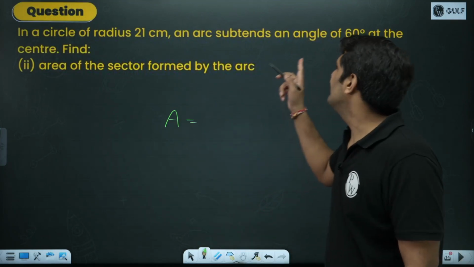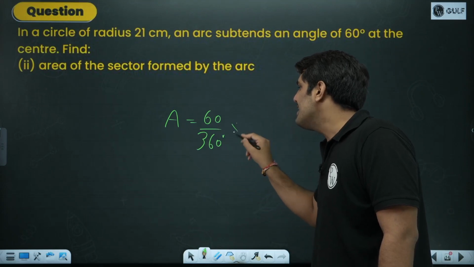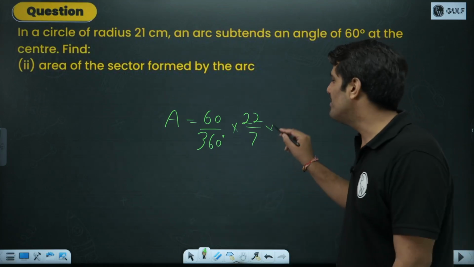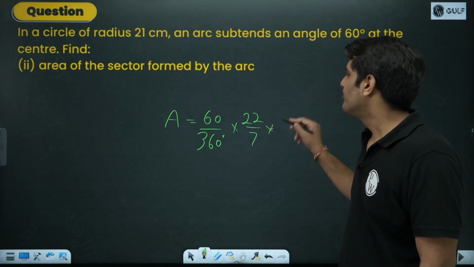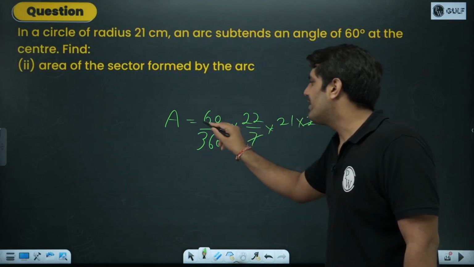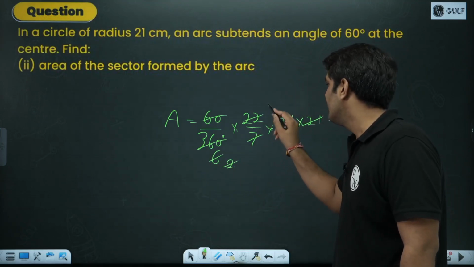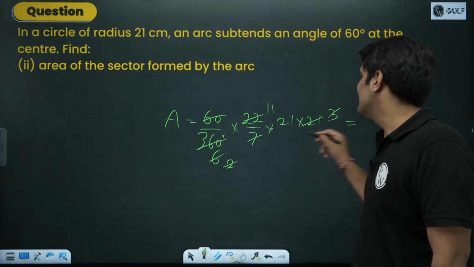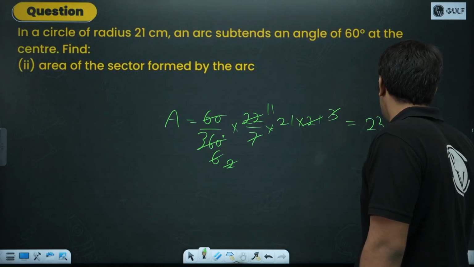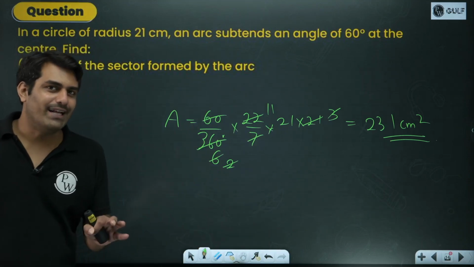Area being theta, that is 60 by 360 degree multiplied by pi r square. Don't multiply 2 into r this time, that would be a basic error, into r, that is 21 into 21. Again the same kind of calculation, into 3. Over here this goes 6 times and 3 cancel out this 2 times. So this will be 11. 11 into 21, 11 into 1 is 11, 11 into 2 is 22, 22 plus 1, 231 centimeters square. Very simple, very simple.